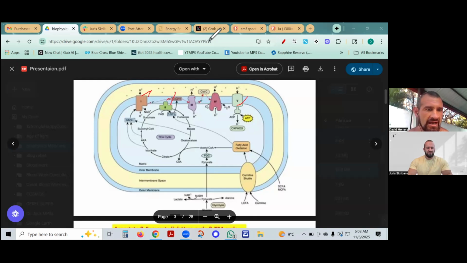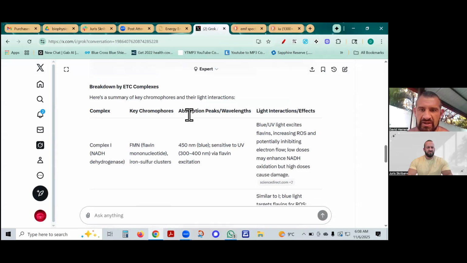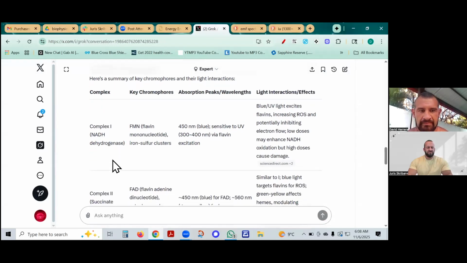So I've gone ahead and put a little box here so we can break things down, right? Complex 1 has an affinity for flavins. It's made out of flavins and stuff like that. That's the chromophores. Chromophores means it gathers light. It gathers specific colors of light, and that's why they call them chromophores. The color that sensitizes it is that it's sensitive to UV and blue light.